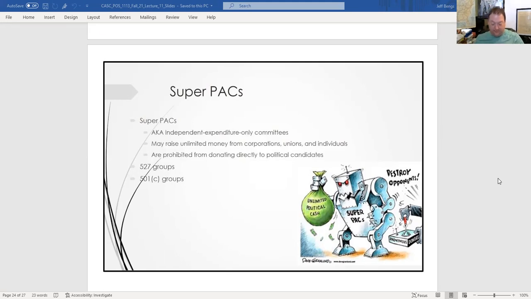And this is all in your textbook. They cannot give it directly to a candidate or to a political party, but they can spend as much as they want to influence an election, as long as they don't give money directly to the candidate or to his party, and they cannot coordinate with the campaign or the candidate. Super PACs can raise money as much as they want, not just from individuals, but from corporations, from unions, from associations, as well as individuals.